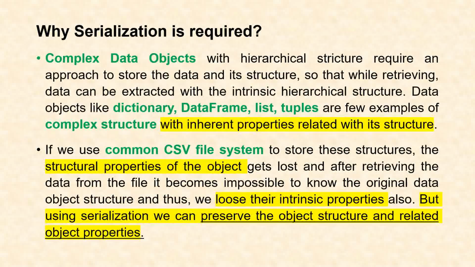Serialization is required because a complex structure has a hierarchical structure, and the structure contains different characteristics of the data, like dictionary, data frame, list and tuples. These are a few examples of complex structures with inherent properties related to their structure. If we use the common CSV file format, then we cannot store the structure. It stores only the value, and while storing the value, it loses the intrinsic property. But using serialization, we can preserve the object along with its structure.